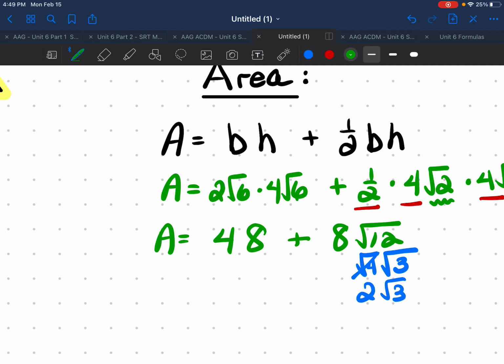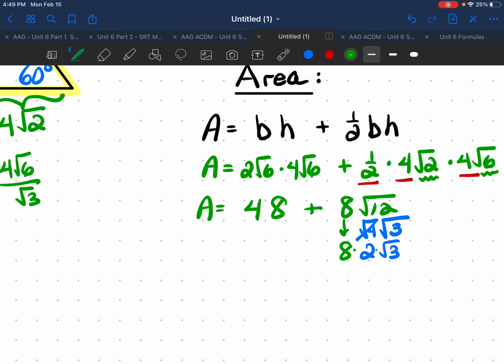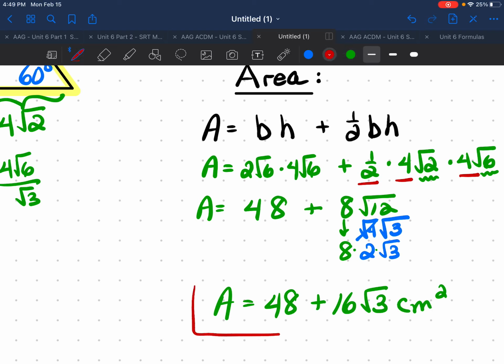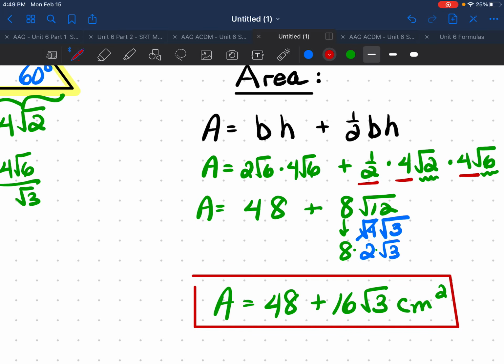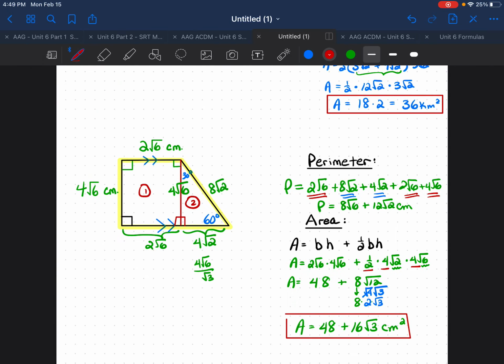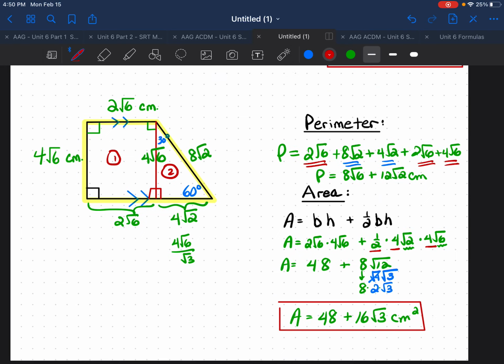Now, careful. Can't forget the 8. A lot of times students forget the coefficient that was there in the beginning. So I'm going to clarify and finish up my answer. We're going to have area equals 48 plus 16 radical 3 centimeters squared. All right, a little bit of a tough one, a little different, right? We just found our area by taking 2 pieces. All right, let me zoom out. You guys can pause, you can take a look at that. I hope this helps.